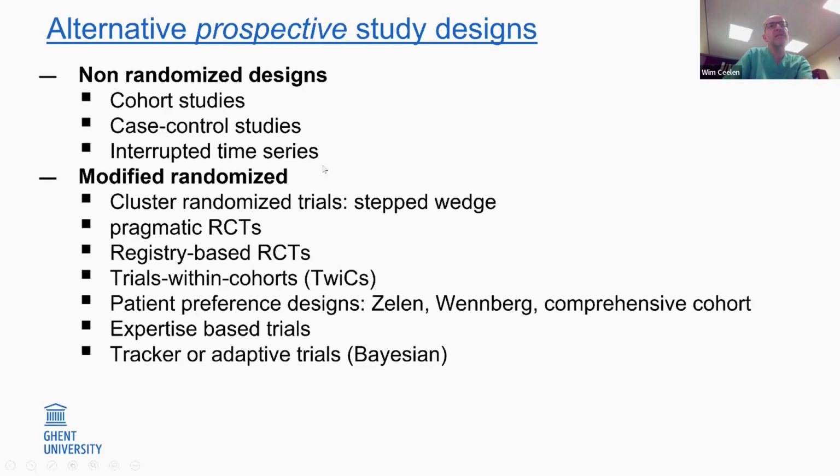The interrupted time series can be used, cluster randomized trials where the unit of randomization is not a patient, but a group of patients, a so-called cluster. This can be a hospital or a ward or any group of patients. Pragmatic randomized trials, registry-based trials, the so-called trials within cohorts, patient preference designs, such as the Zelen or the modified Zelen design, expertise-based trials, where patients are randomized to surgeons having a specific expertise. And then finally, tracker or adaptive trials.